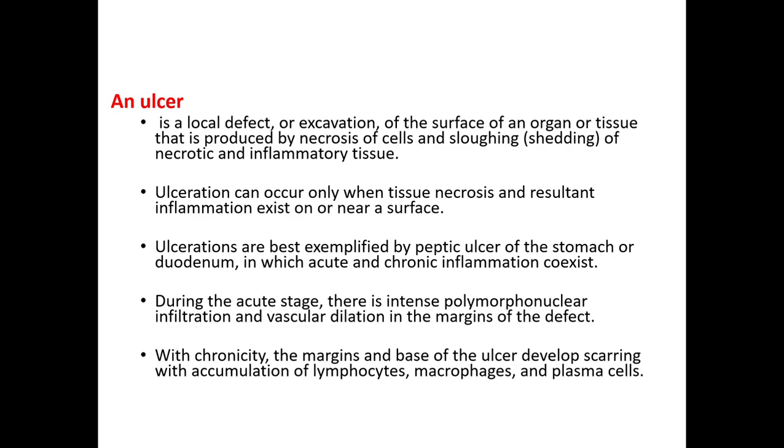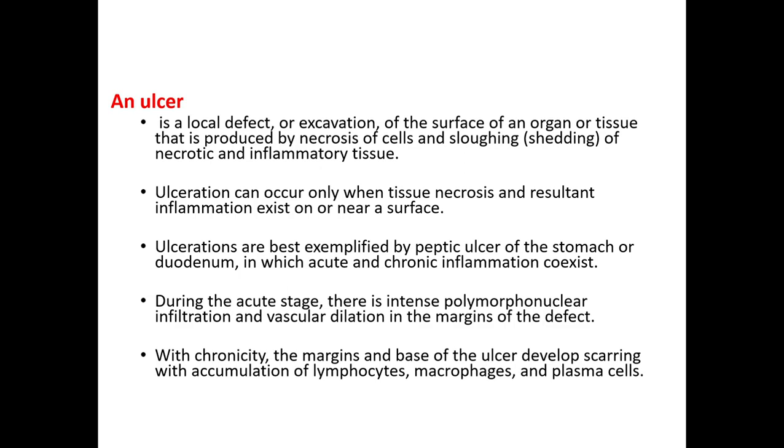If there is shedding of the cell, necrosis and shedding of the cell, it will create a cavitation or excavation, and this is called an ulcer. Ulcerations are best exemplified by peptic ulcer of the stomach or the duodenum, in which acute and chronic inflammation coexist at the same time. Of course, because the ulcer begins acute, it can transform to chronic.